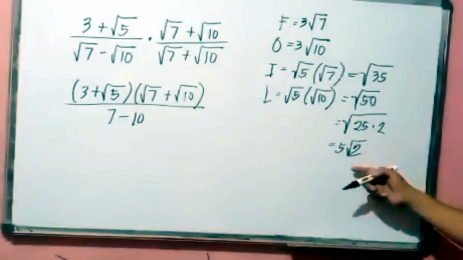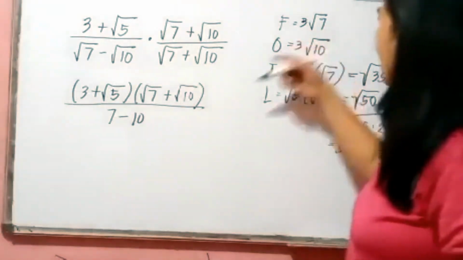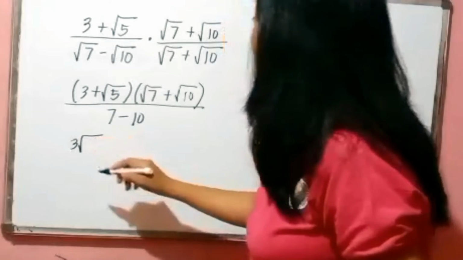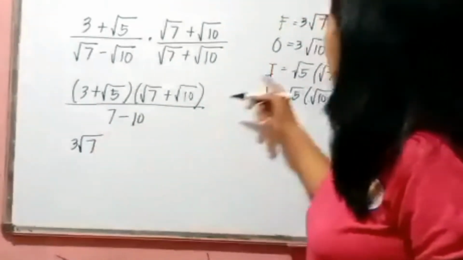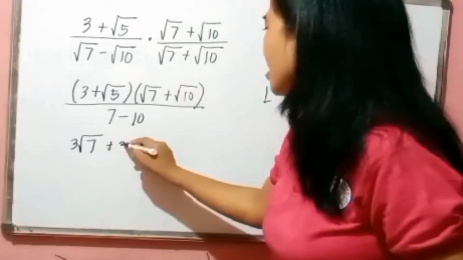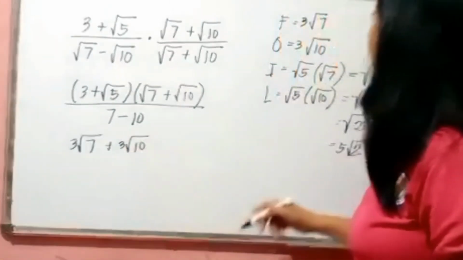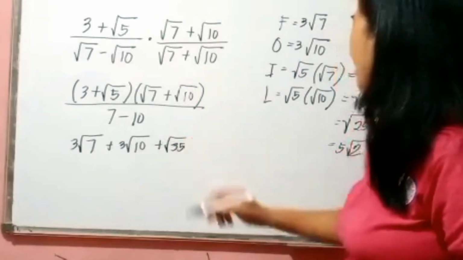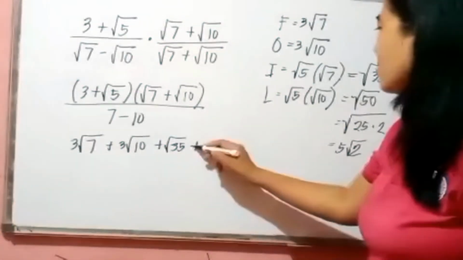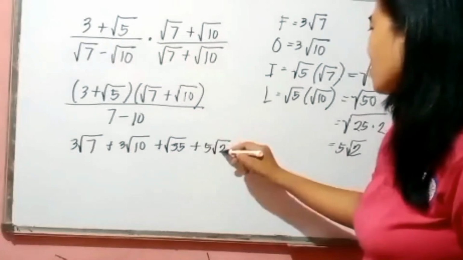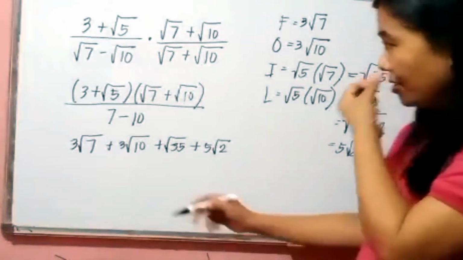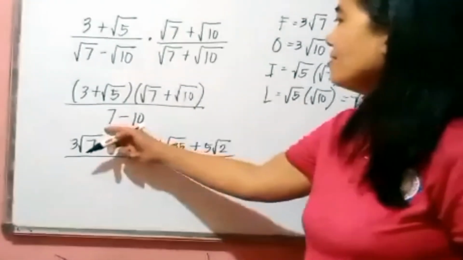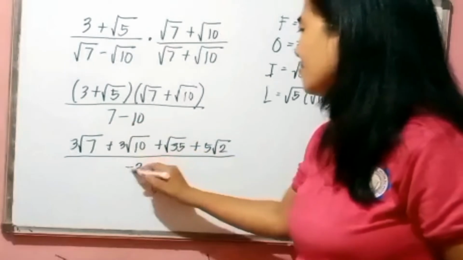Okay? So, ngayon, we will write them horizontally. So, from F to L. So, meron tayong F is 3 square root of 7. Sa O, meron tayong 3 square root of 10. Sa I, meron tayong the square root of 35. And sa L, meron tayong 5 square root of 2. Okay. So, ngayon, combine natin yung denominator natin. 7 minus 10 is negative 3.